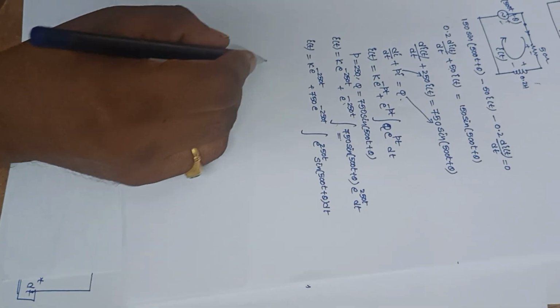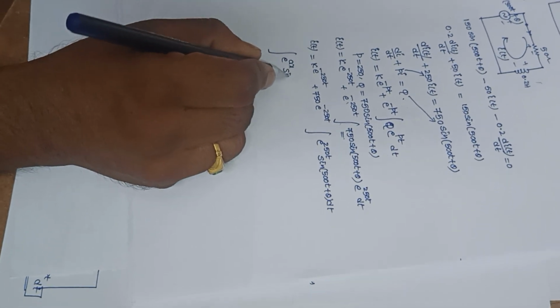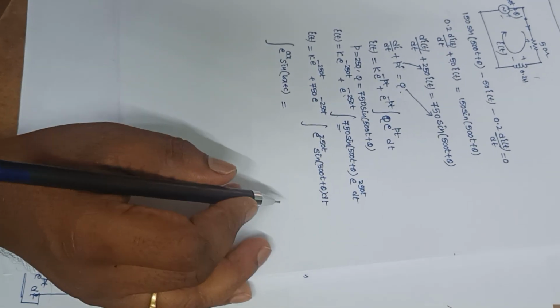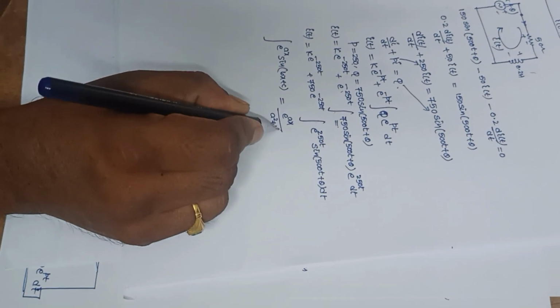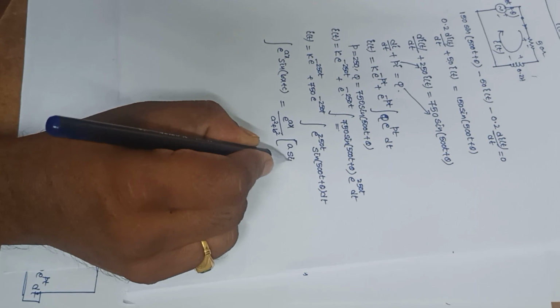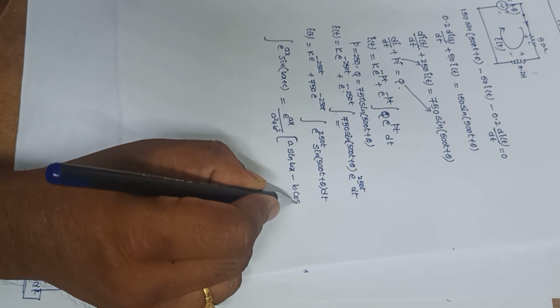And you see there is a formula for the integral of e power ax sin(bx plus c). The formula for this one is e power ax divided by a square plus b square, into a sin(bx plus c) minus b cos(bx plus c).